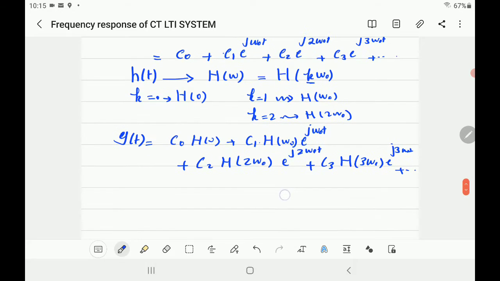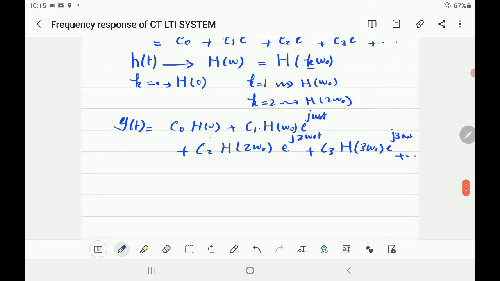You can find the output for each component. You may write this as y0, and that's the component for the fundamental, y1, y2, y3, and so on. So you can find the output as a summation, and of course this is by applying superposition.